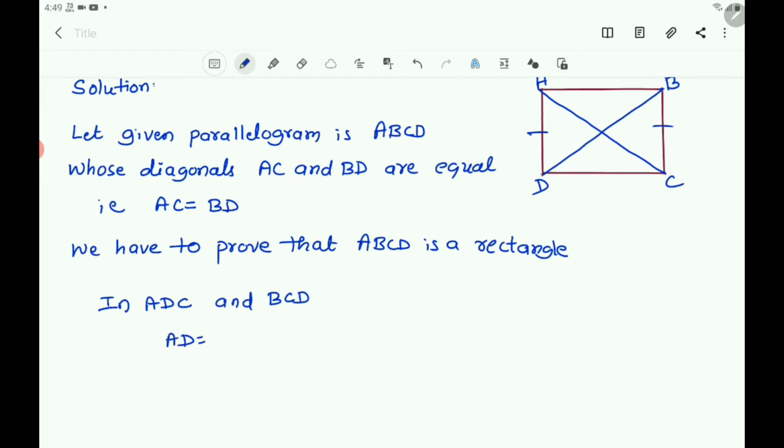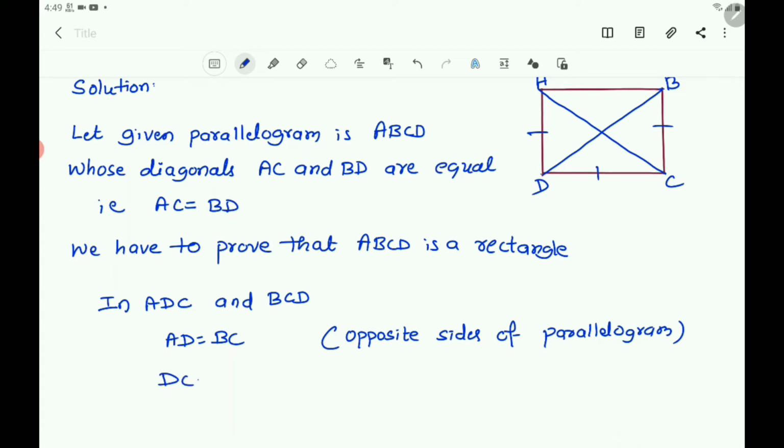AD is equal to BC. Reason what you can give, opposite sides of parallelogram. Opposite sides of parallelogram. Next you take DC equals DC, common.